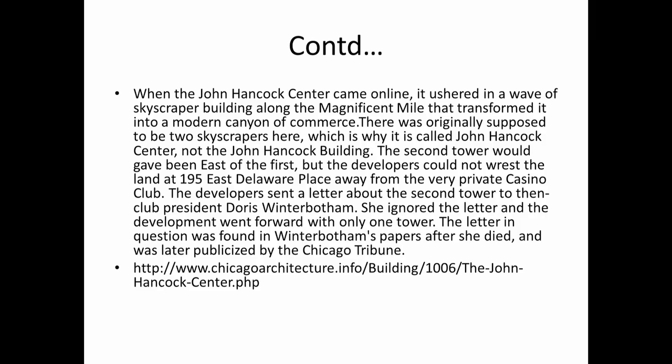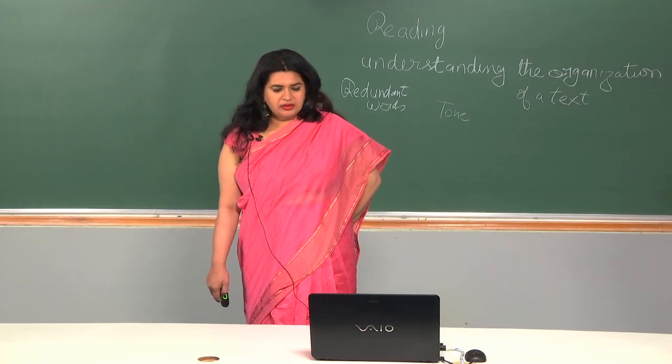The developers sent a letter about the second tower to the then club president Doris Winterbottom. She ignored the letter and the development went forward with only one tower. The letter in question was found in Winterbottom's papers after she died and was later publicized by the Chicago Tribune. I would like you to explain the following.